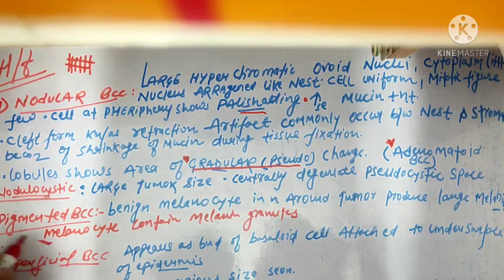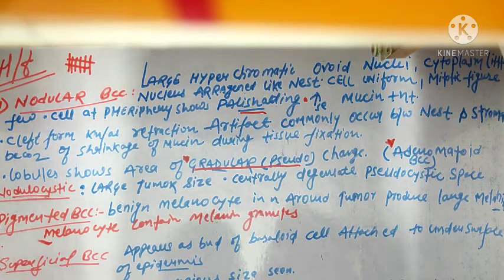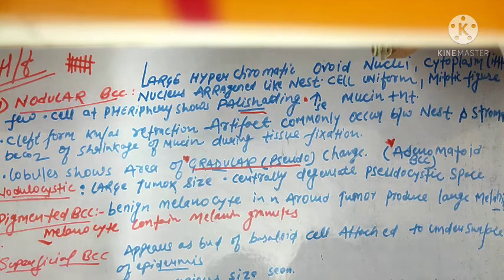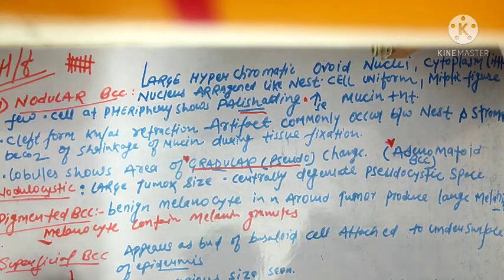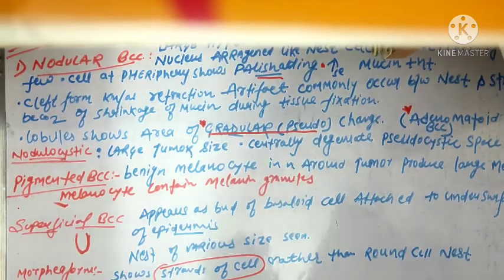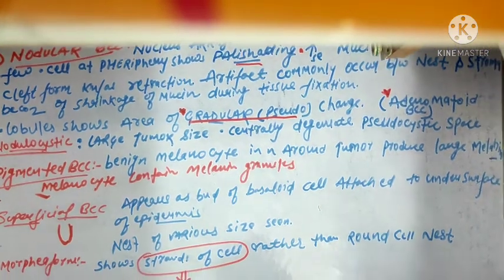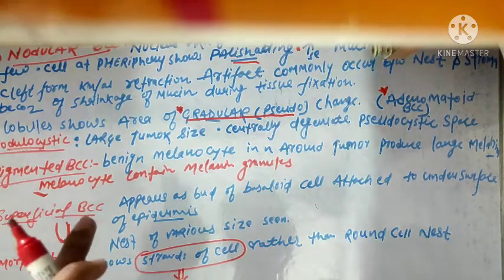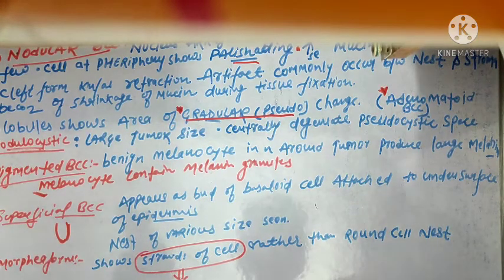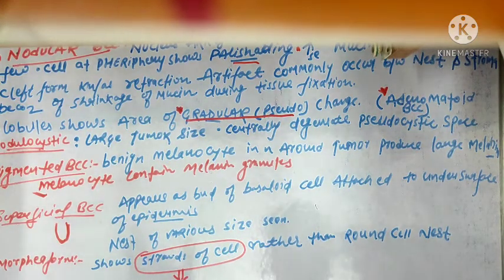Okay, superficial basal cell carcinoma. The superficial basal cell carcinoma will appear like a bird. You have seen that bird-like tumor of this type. This is called the superficial basal cell carcinoma and appears as a bird, attached to the underlying superficial epidermis. So this is seen in the case of superficial basal type of carcinoma.